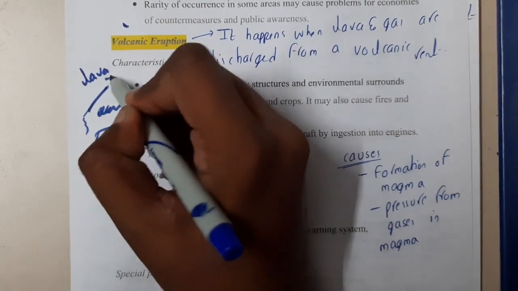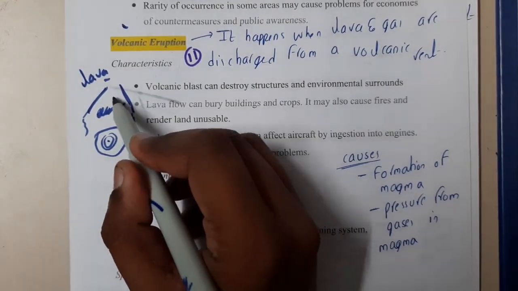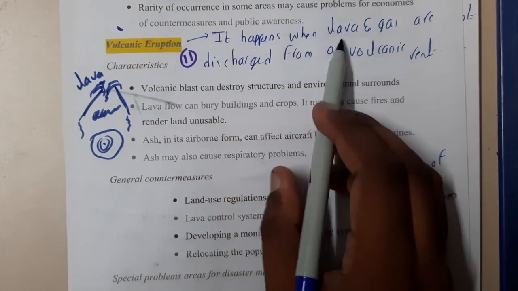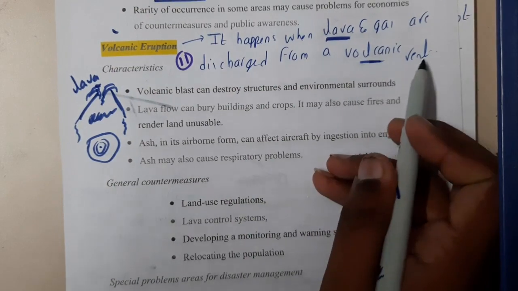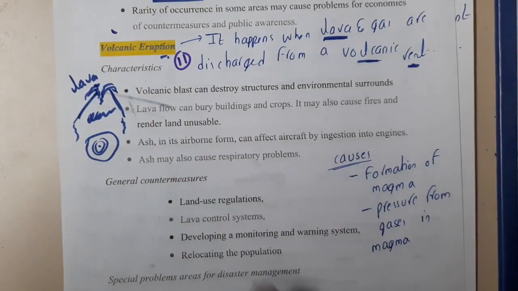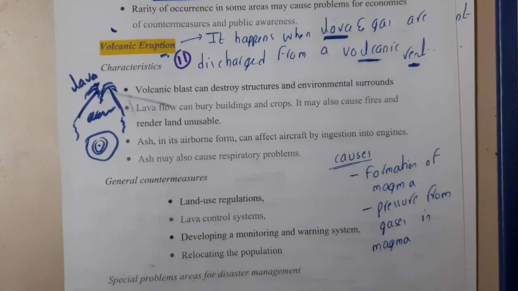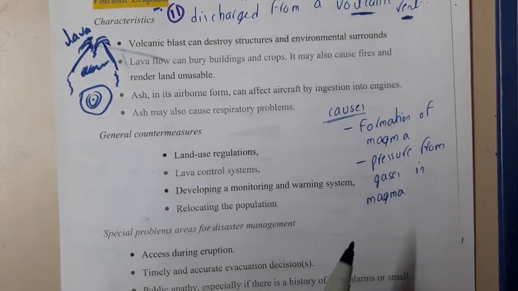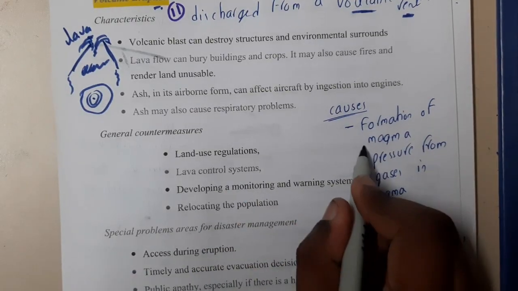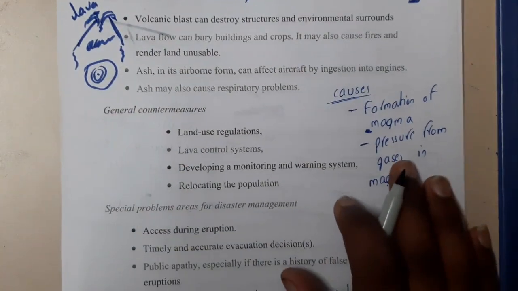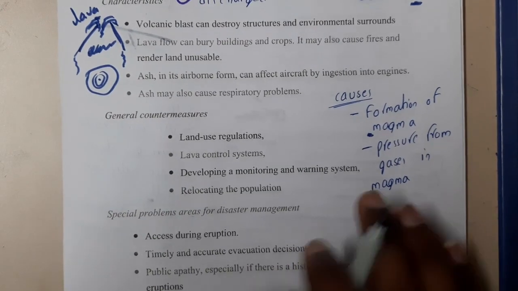That liquid you can call lava, and this lava will come out from the mountain when the eruption occurs. It happens when lava and gas are discharged from the volcanic vent. This vent is nothing but the opening of the mountain. That is volcanic eruption. You might have a doubt: why does this happen? There is the formation of magma in the earth's crust or the magma layer, where some chemical reactions go on, and that causes this. Even the pressure of the gases causes the magma to explode or to evolve outside.